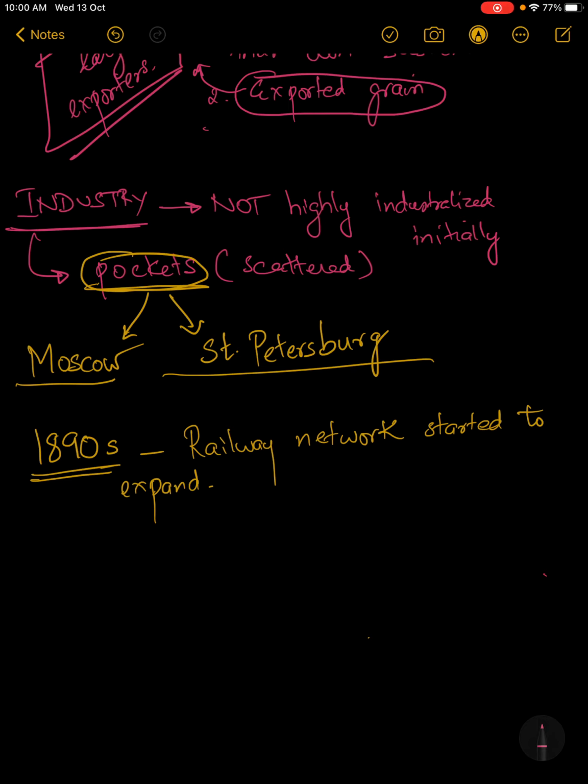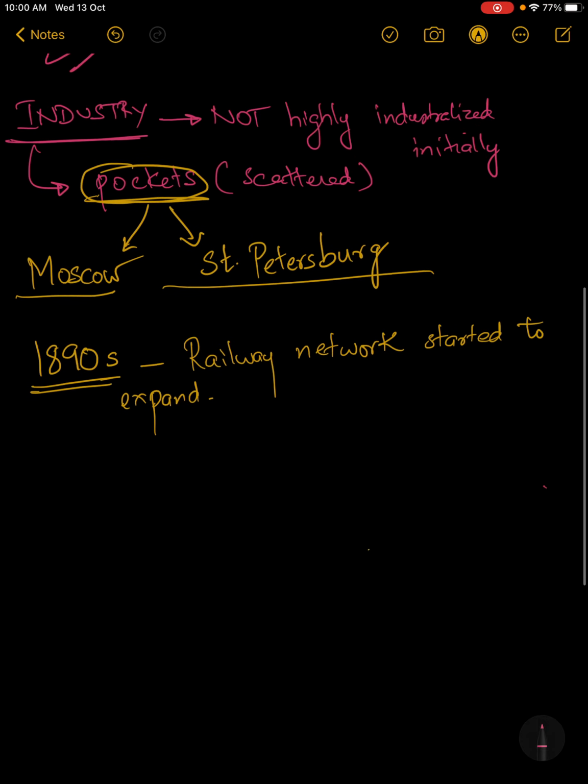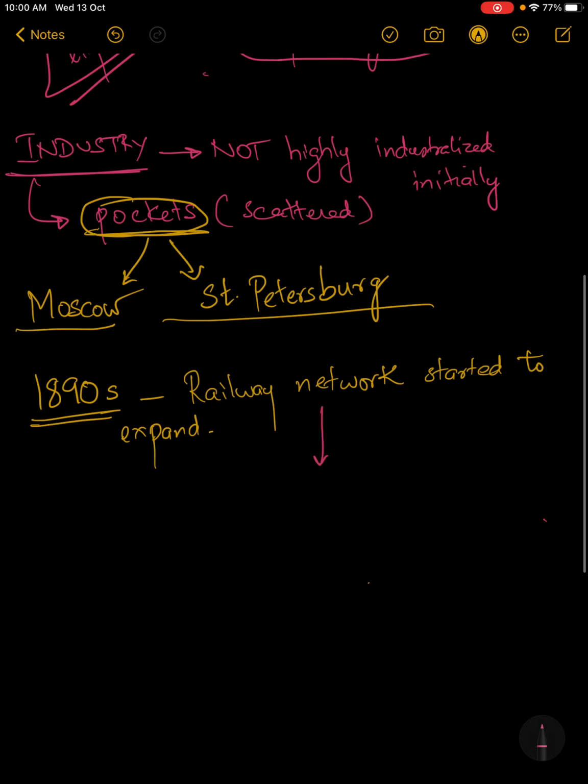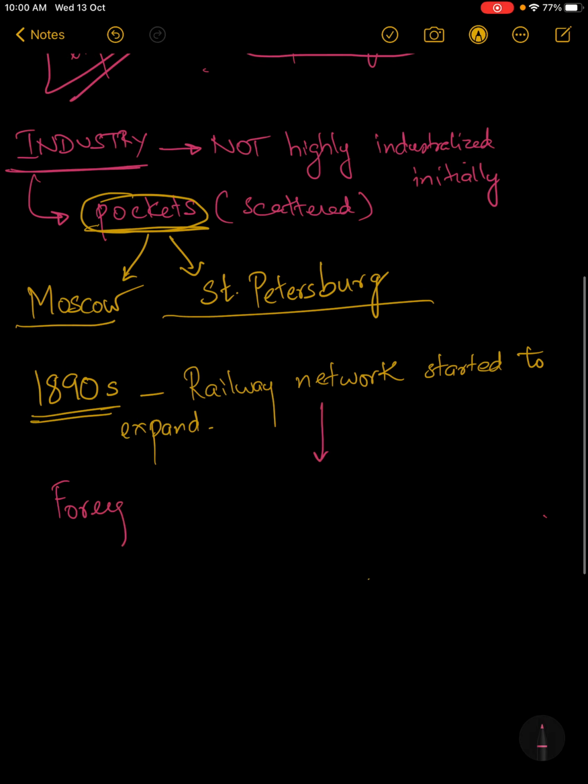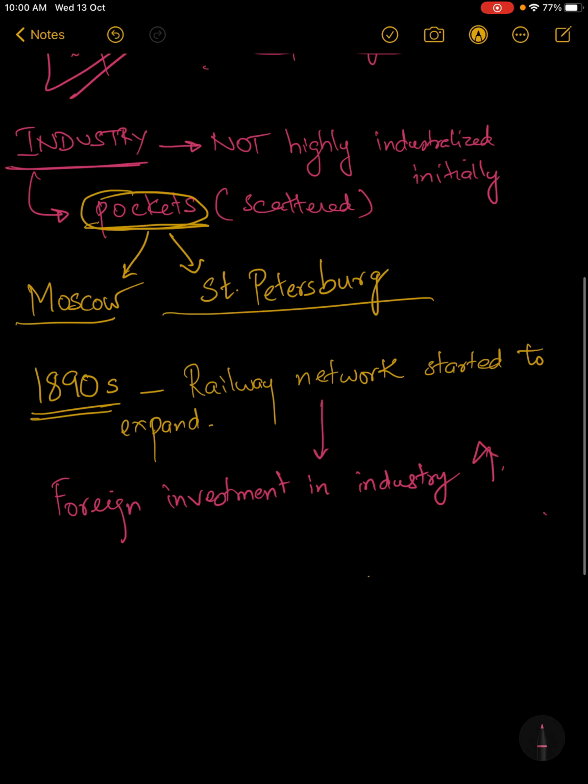Okay, this thing is happening. Now what is happening is, since the railway is expanding, foreign investment in industry, in factories, increased. Foreign investment in industry had increased.